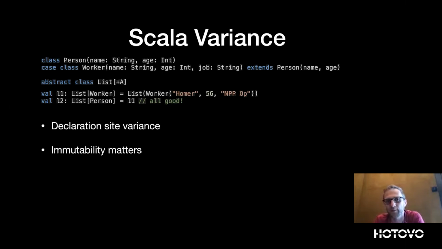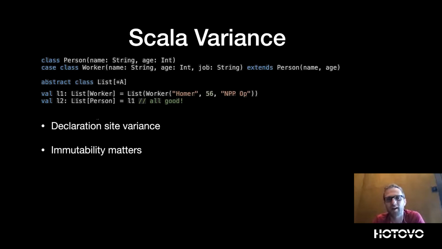Now this assignment doesn't make much sense, but you can think of it as when I'm passing something to a function, right? So this is more like a realistic example. And this is just for demonstration. Because a worker is a subtype of A and the list is covariant on type A, I can assign a list of workers to a list of persons. Now, why this works is because lists in Scala are immutable.